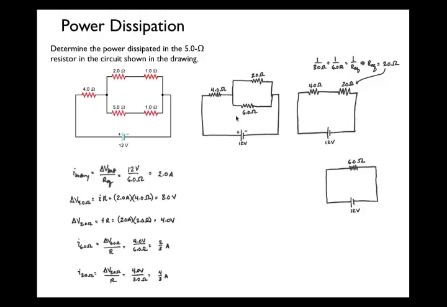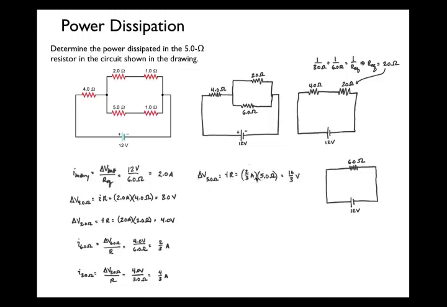Alright, so we now know how much current's going through this 6 ohm resistor. There's 2/3 of an amp of current going through this bottom branch. That means 2/3 of an amp go through the original 5 ohm resistor that we're asked to analyze in this problem. And that means we can calculate what the voltage drop is across the 5 ohm resistor.